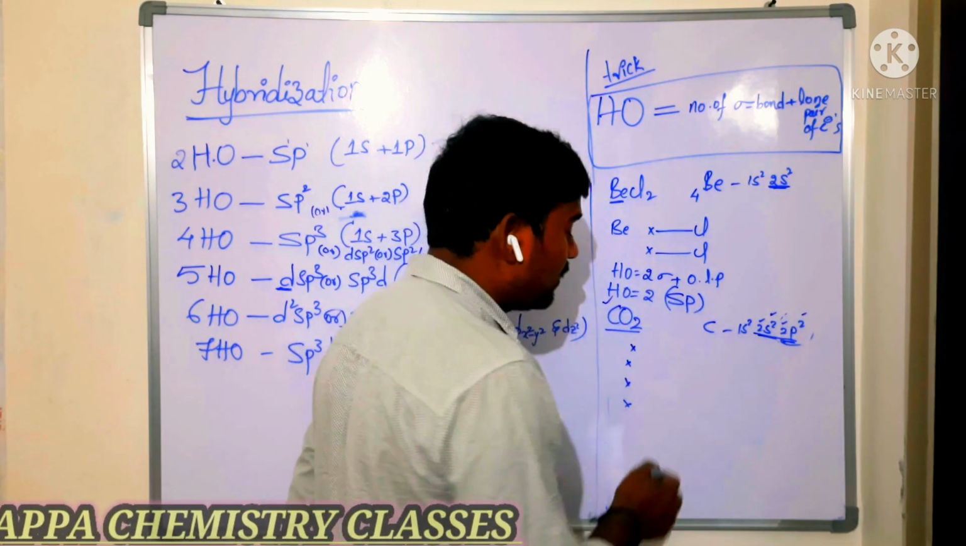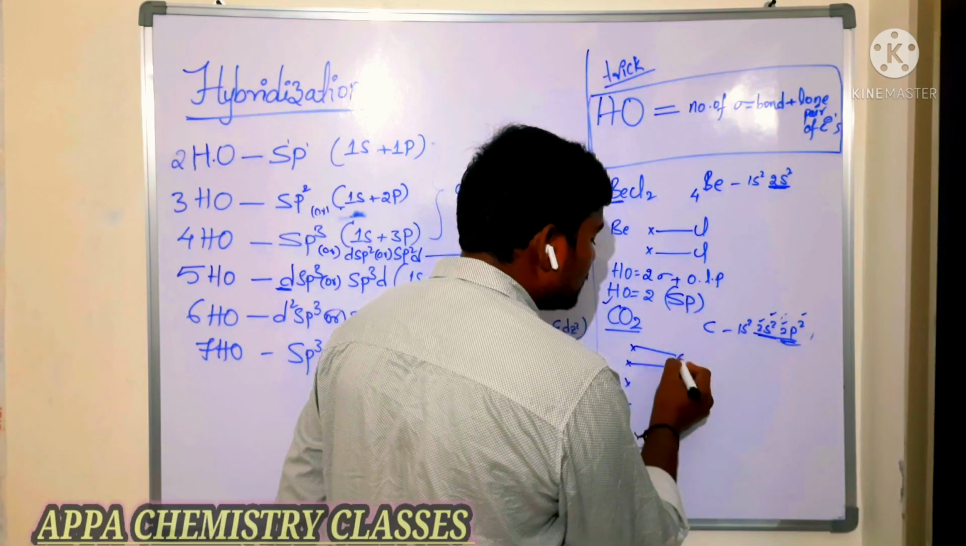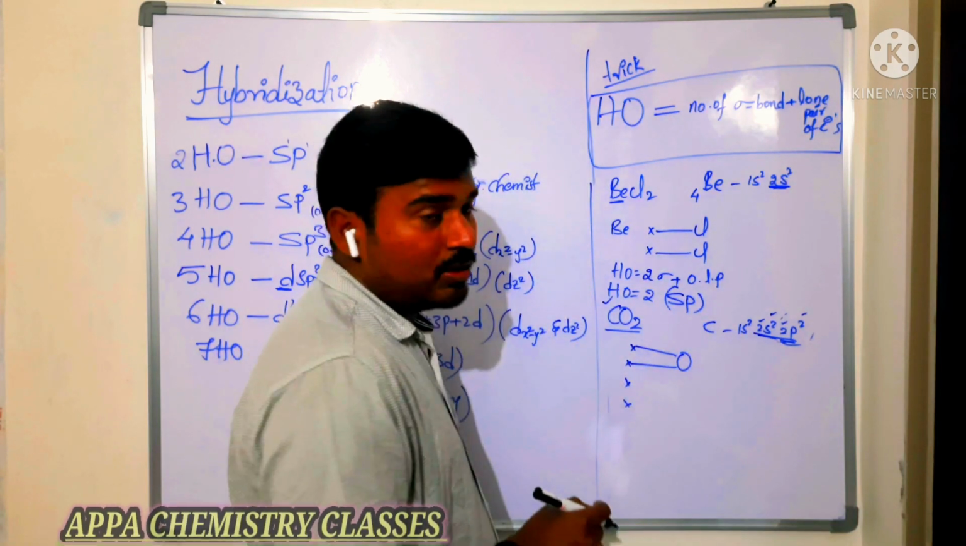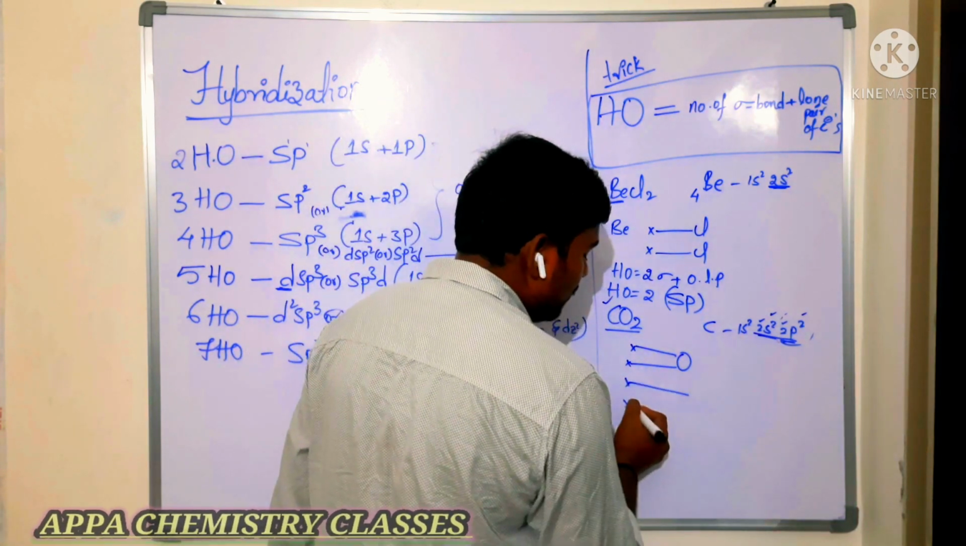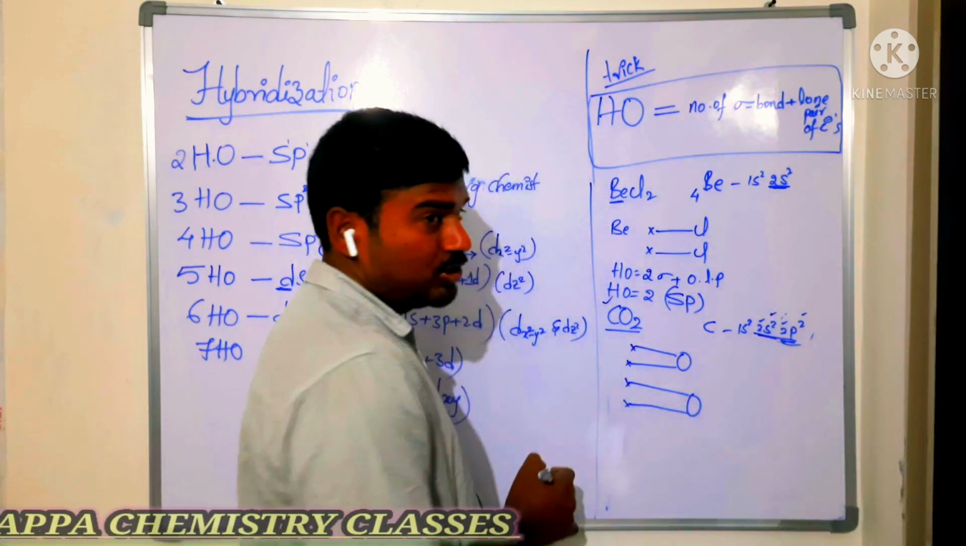Each oxygen is a divalent atom. So what does it require? One oxygen requires 2 electrons to form 2 bonds. Now here 1 oxygen requires 2 bonds.